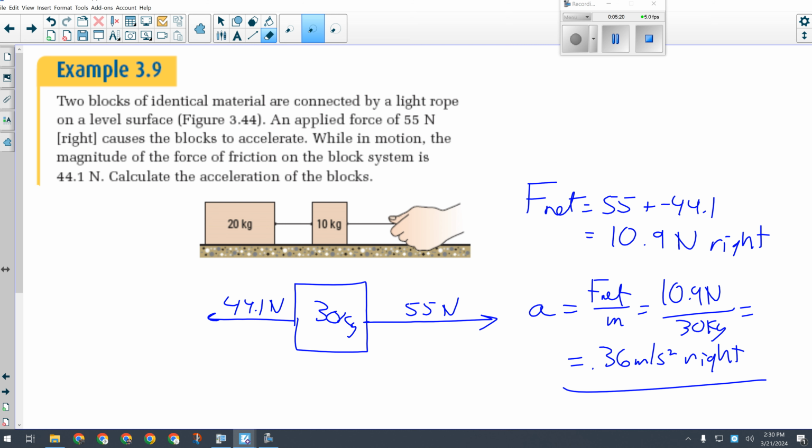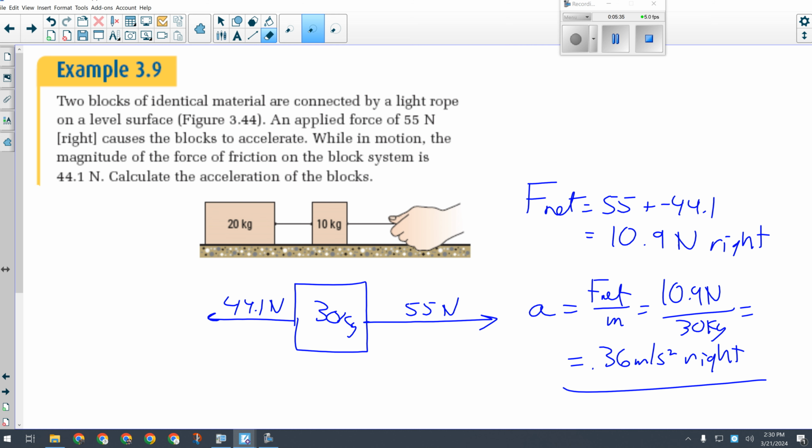Having a system doesn't really change what you do. We still did the sum of all forces. We still did F equals m times a. We did have to be mindful that both masses are going together, but that's really about it for being different.